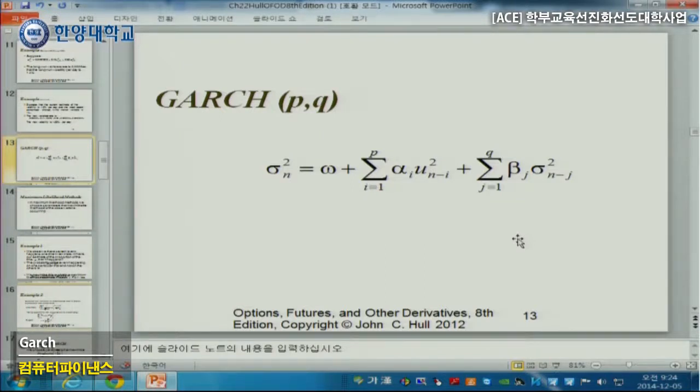In order to estimate omega, alpha, and beta, we use a method called maximum likelihood estimation. Have you ever heard of maximum likelihood estimation? Did you? How about you, Felix? No, never heard of it.